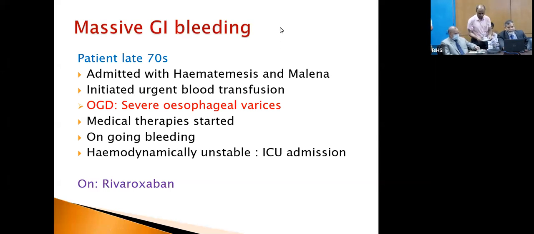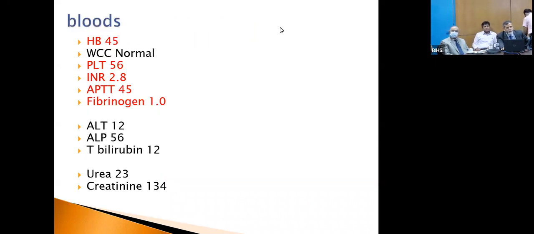But because of the andexanet alpha availability, which will go to the circulation and bind to the molecules of the rivaroxaban and inactivate it within seconds. So that's usually an initial IV dose and then subcutaneous at 24 hours. Andexanet alpha is stored. So in this patient you see very, very anemic, hemoglobin 4.5, platelet 56.